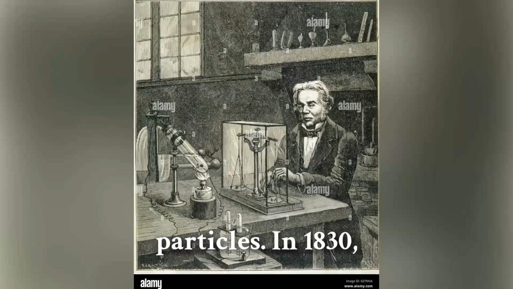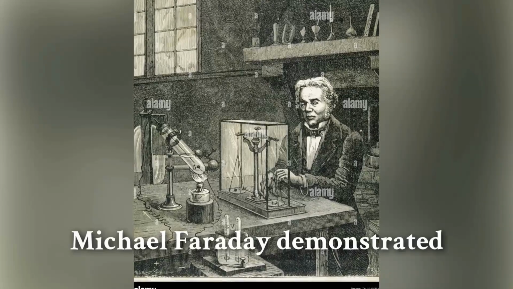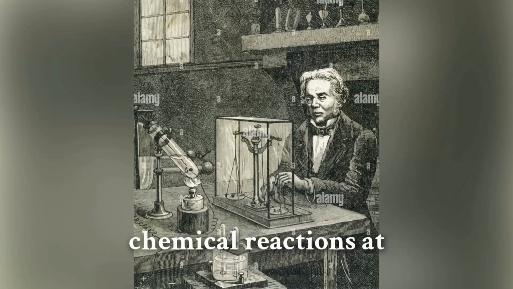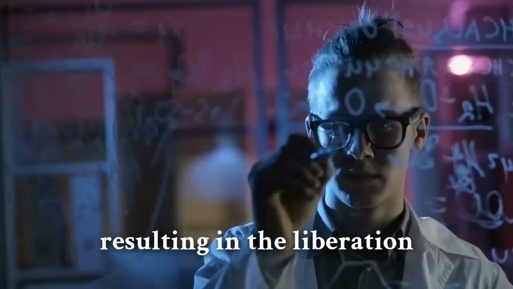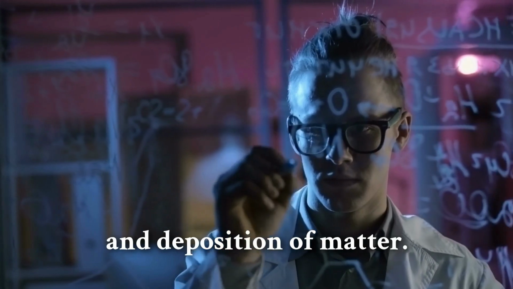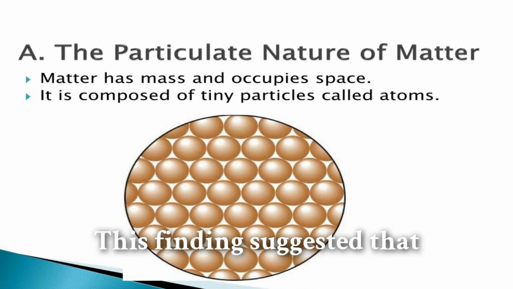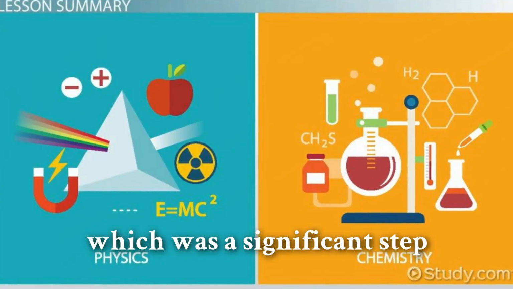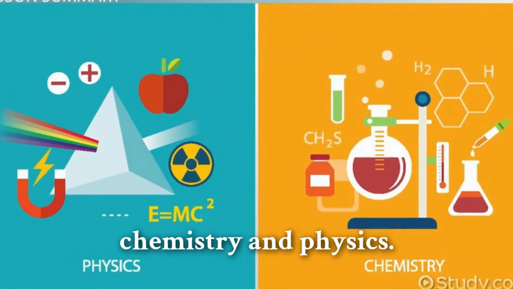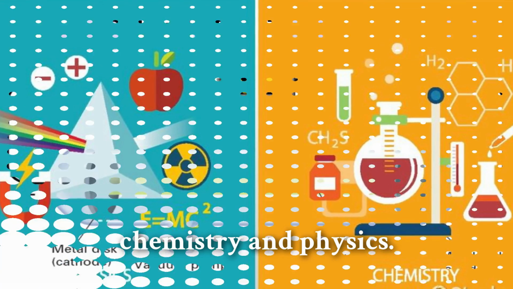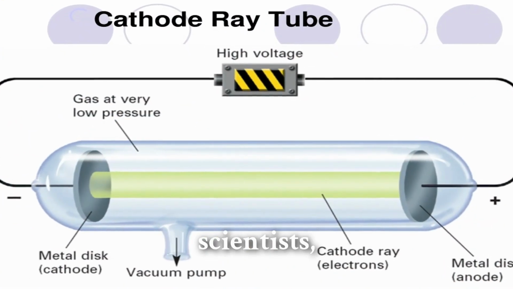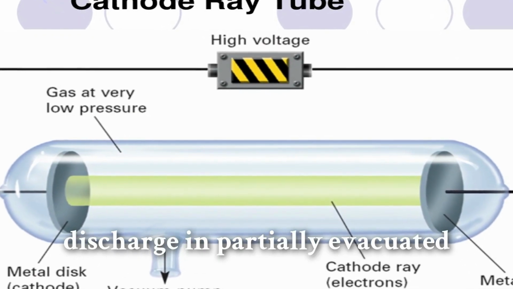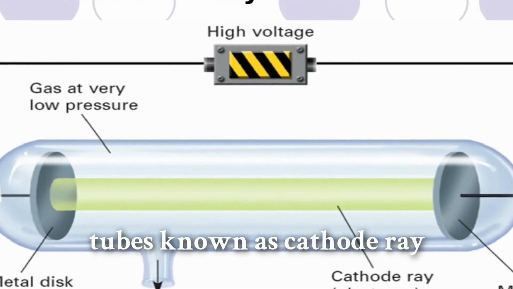In 1830, Michael Faraday demonstrated that passing electricity through an electrolyte solution caused chemical reactions at the electrodes, resulting in the liberation and deposition of matter. This finding suggested that electricity has a particulate nature, which was a significant step forward in the study of both chemistry and physics.